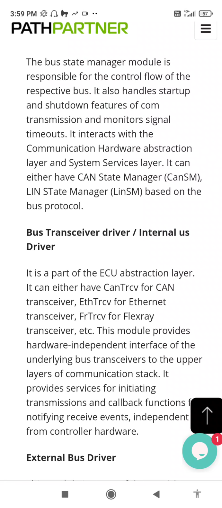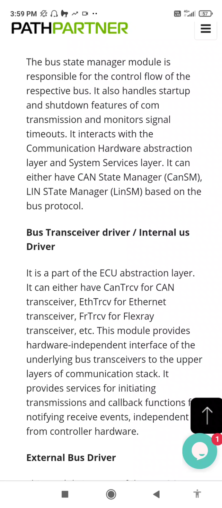Bus Transceiver Driver, internal bus driver. It is a part of the ECU abstraction layer. It can either have CANTRCV for CAN transceiver, ETHTRCV for Ethernet transceiver, FRTRCV for FlexRay transceiver, etc. This module provides hardware-independent interface of the underlying bus transceivers to the upper layers of communication stack. It provides services for initiating transmissions and callback functions for notifying receive events, independent from controller hardware.